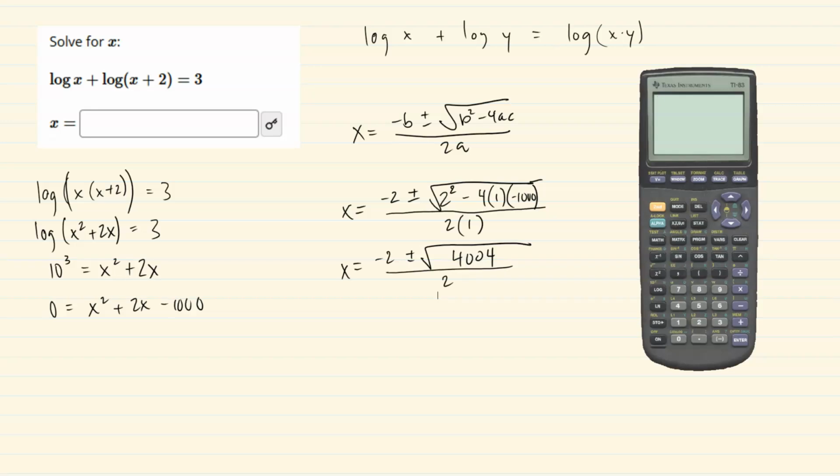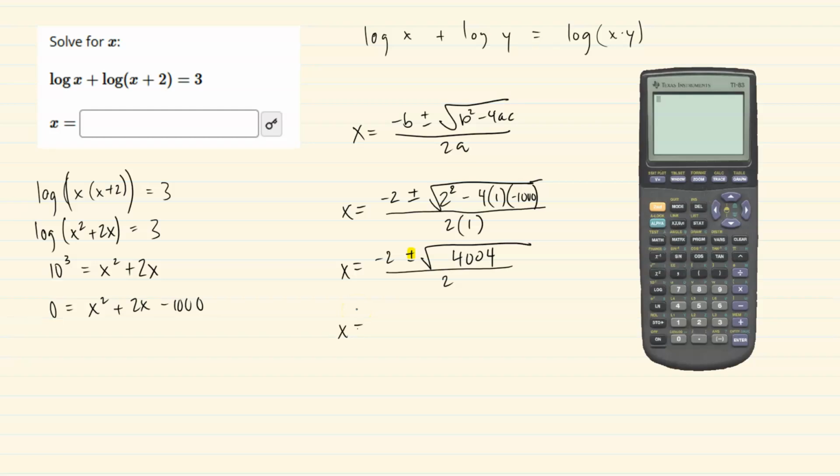Before we get into simplifying, you should notice that when we subtract the square root of 4,004, that's going to give us a negative solution, and that is an issue. If you look at our original equation, we have log of x plus log of x plus 2. You can't take the log of a negative number. So only the positive solution will be a solution. We can ignore the negative and just do the plus, because subtracting the square root is going to be massively negative.